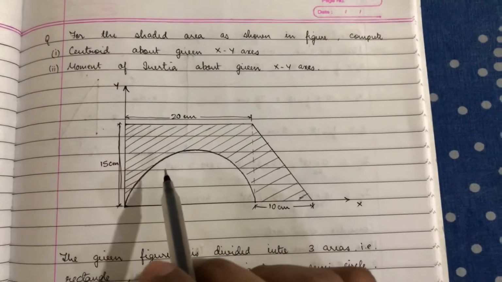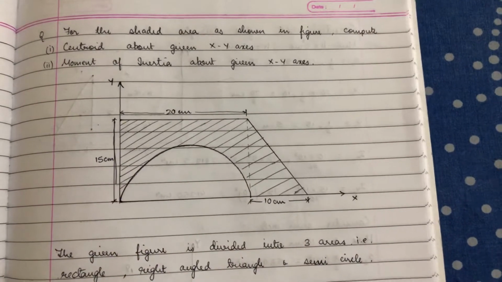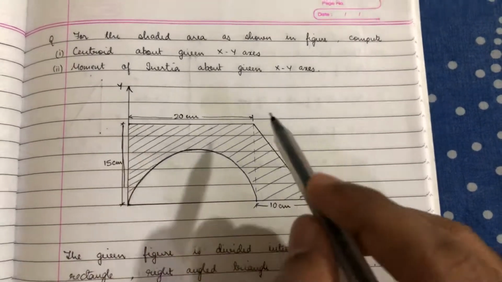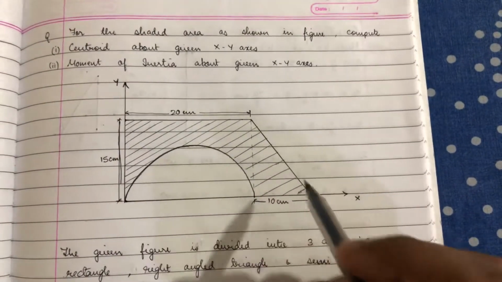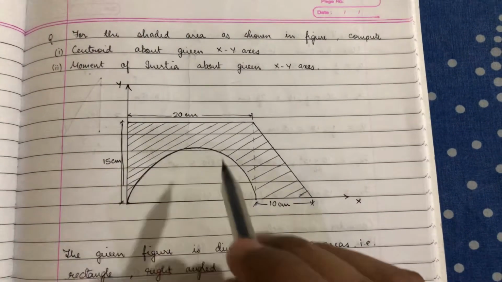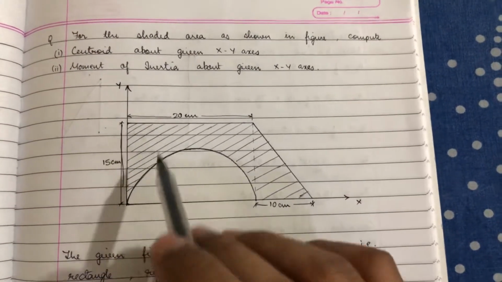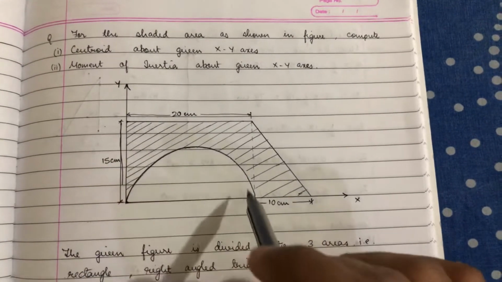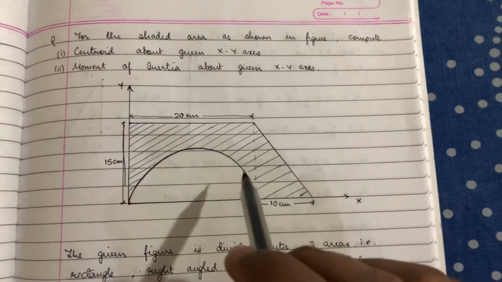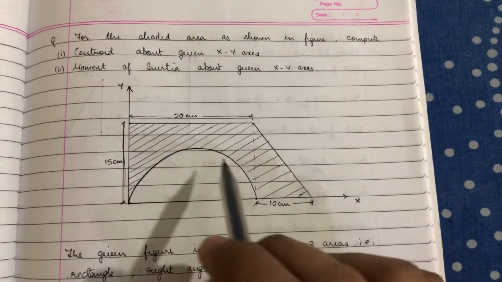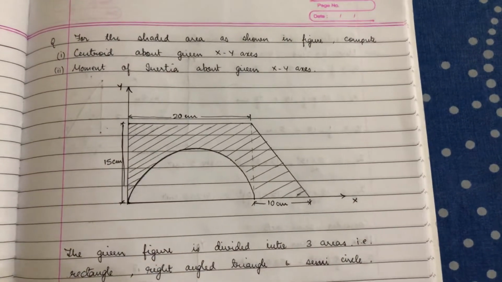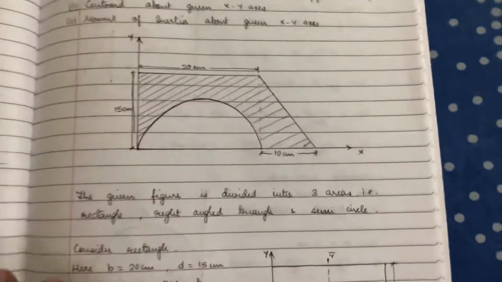Now in this there are basically three figures. You can see one is this rectangle, one is this right angle triangle, and one is this semicircle. You have to subtract the semicircle and the right angle triangle from the rectangle to get the centroid and the moment of inertia about given x and y axis. So the solution is as follows.